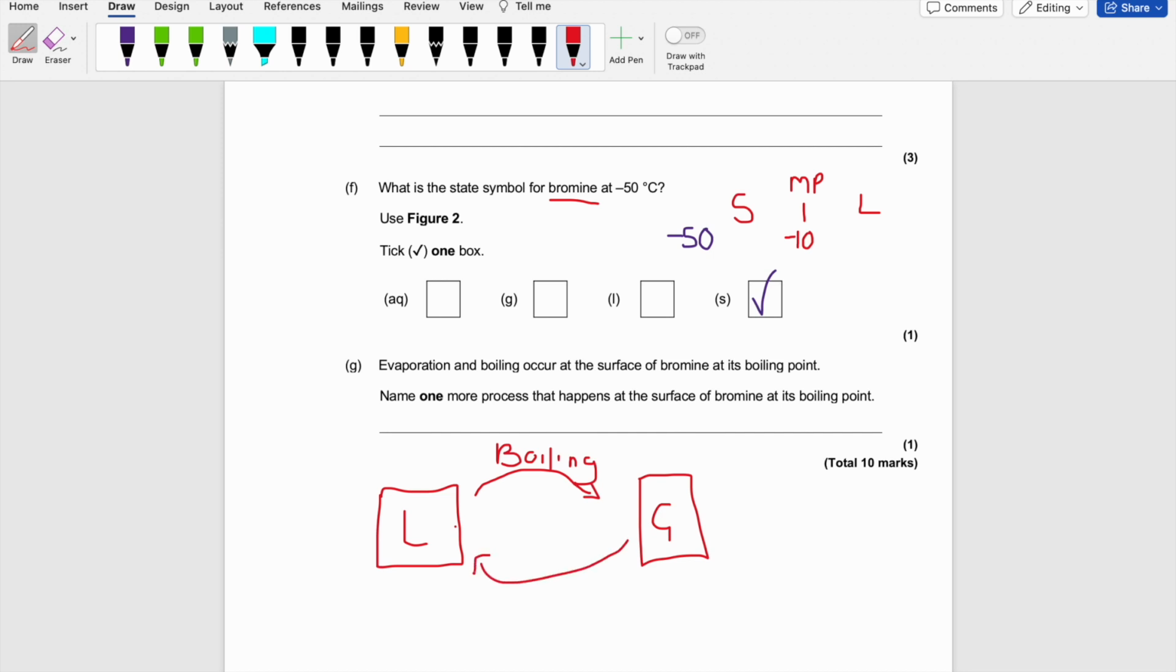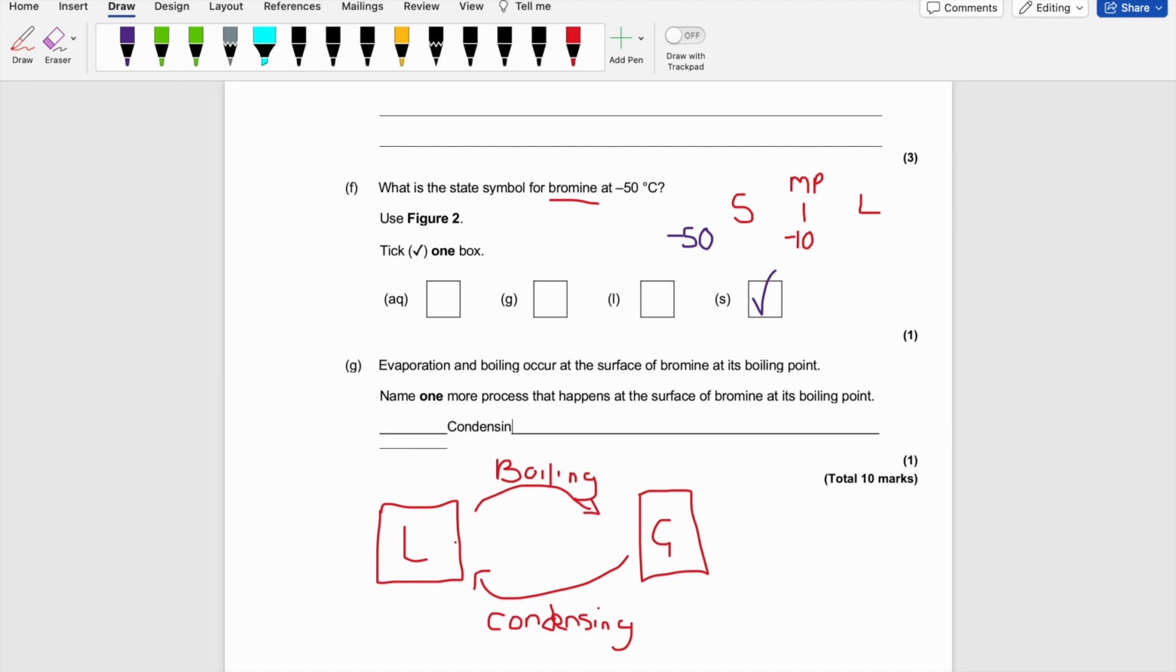It can go from a gas to a liquid, and that's called condensing. So condensing and boiling occur at the same temperature. Sorry, I'm not very good at this typing with the pen. Beg your pardon. Okay. So it says, name one more process that happens at the surface of bromine at its boiling point. So boiling point is the point where the liquid becomes a gas, but it's also the point where a gas becomes a liquid. So we can call it condensing. Condensing also occurs there.